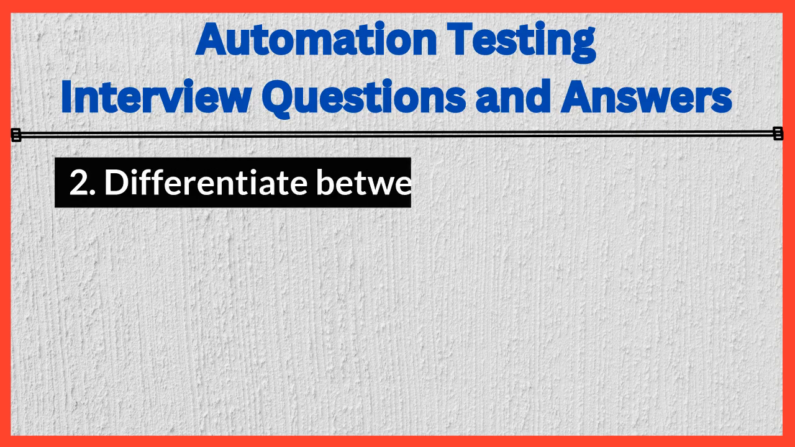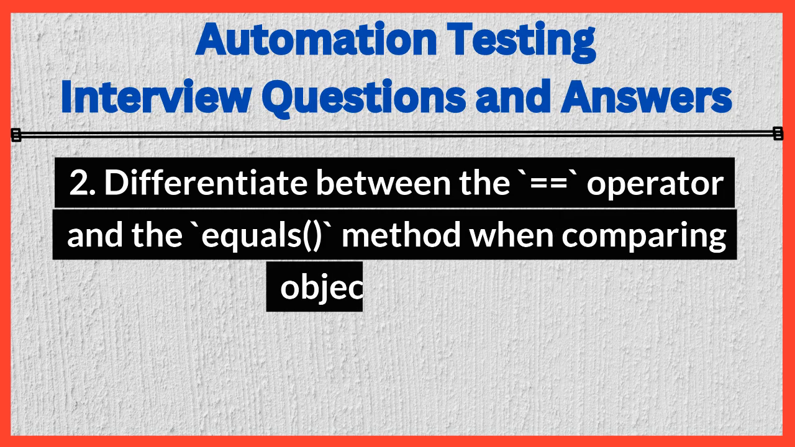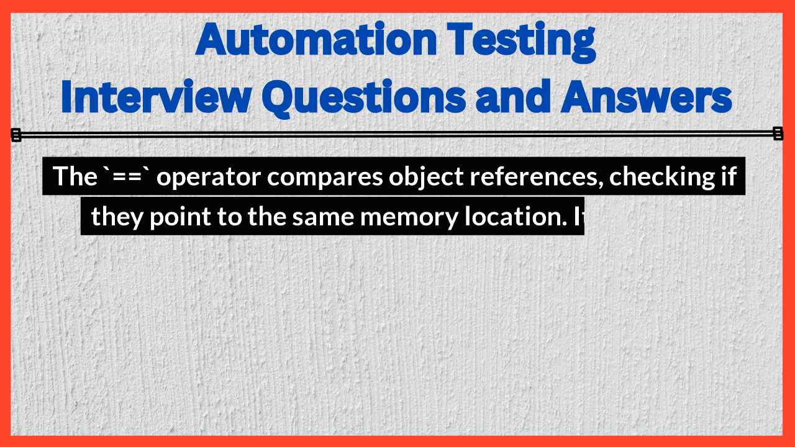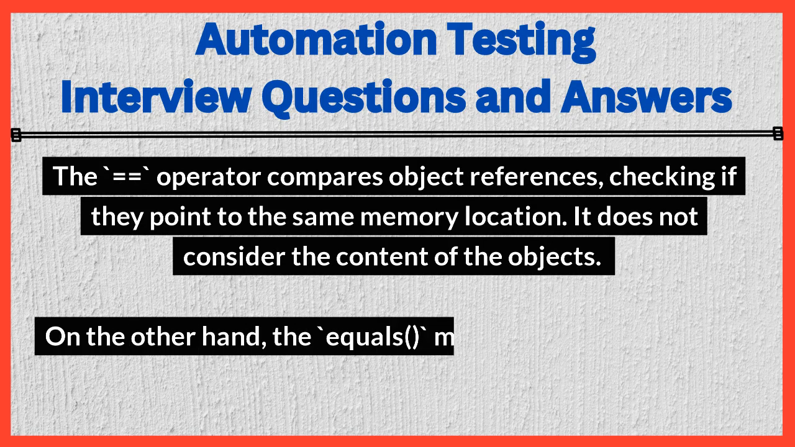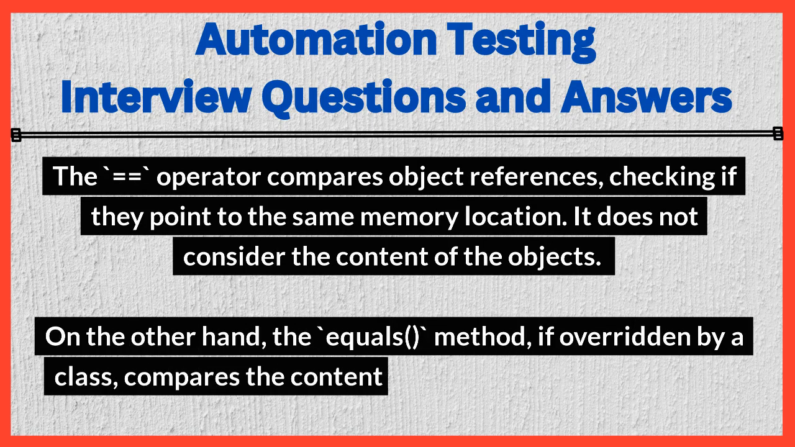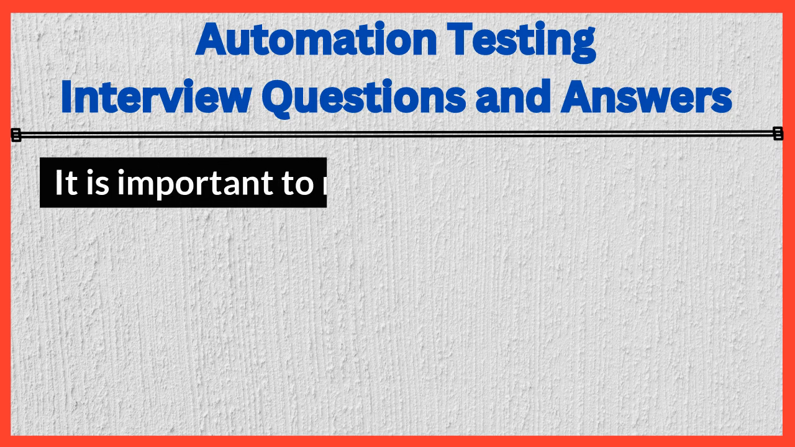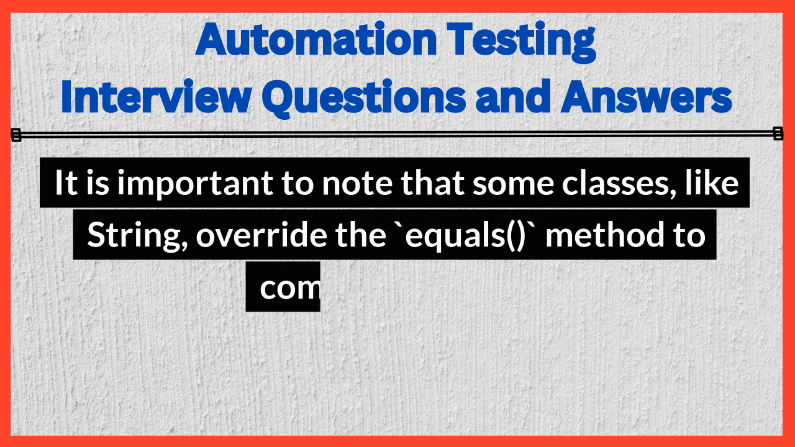2. Differentiate between the == operator and the equals method when comparing objects in Java. The == operator compares object references, checking if they point to the same memory location. It does not consider the content of the objects. On the other hand, the equals method, if overridden by a class, compares the content of objects to check if they are logically equal. It is important to note that some classes, like String, override the equals method to compare content.